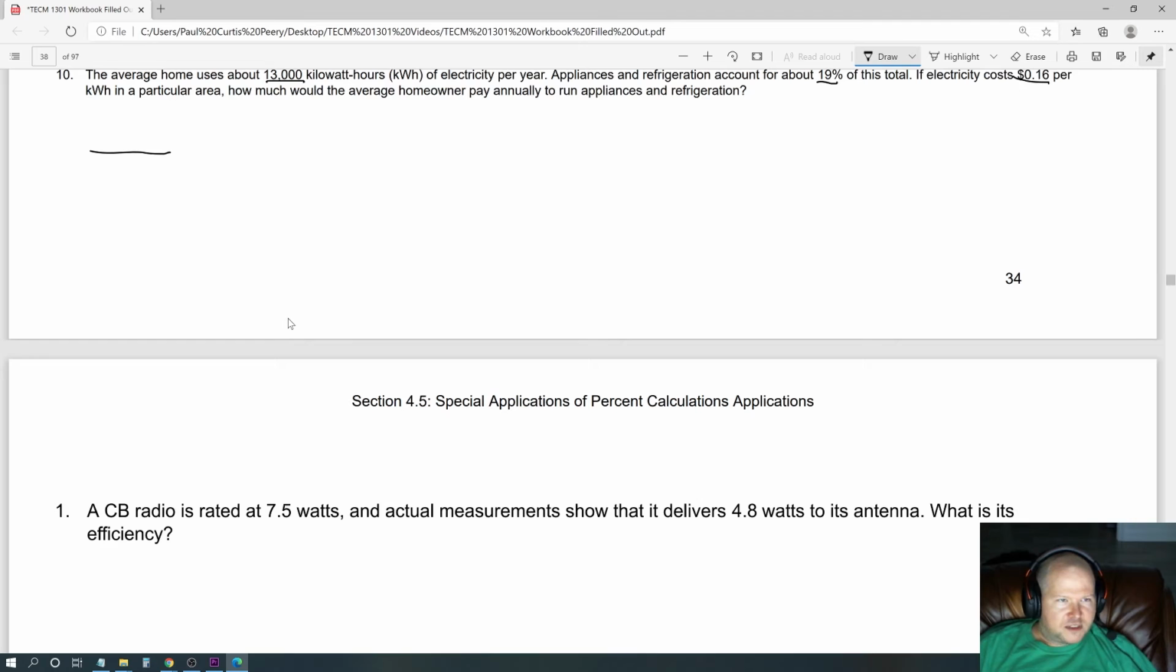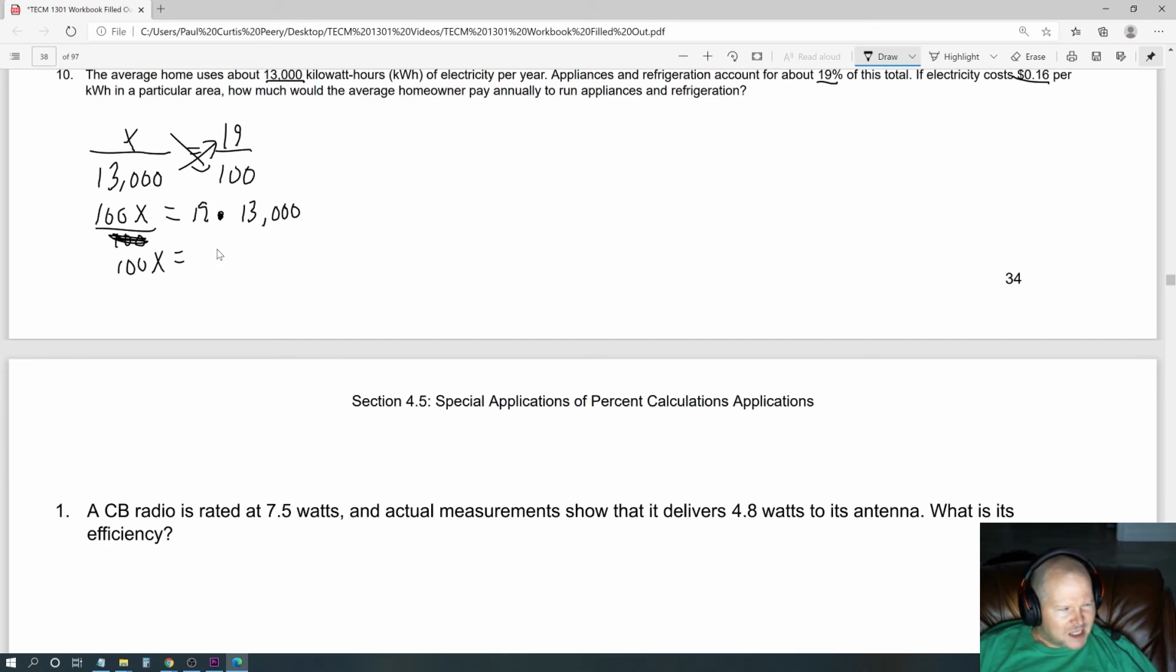Okay, so first of all, we don't know how many kilowatt hours we're going to use, but we do know it's 19%. So we do some cross multiplication, gives us 100x, and then we say 19 times 13,000. So that gives me 100x is equal to 247,000. Then I undo the multiplication of x by 100 by dividing by 100. Whatever I do to one side, I do to the other. And that leaves me with x is equal to 2,470.